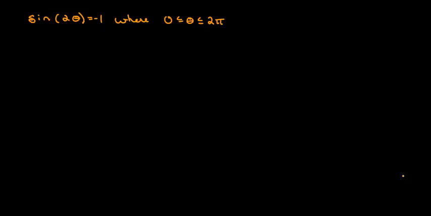Okay, so let's set out to solve this equation two different ways. The first way that I'm going to do it is I'm going to take a look at this angle right here, and I'm going to replace it with a generic angle. We'll call it alpha. So what I want to do is solve sine of alpha is equal to -1.